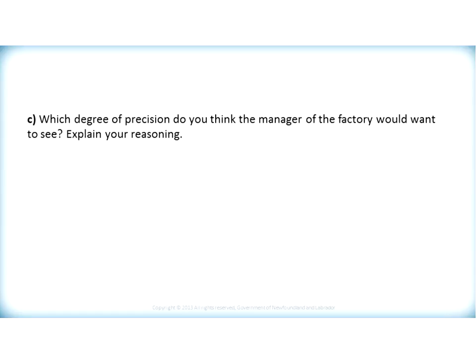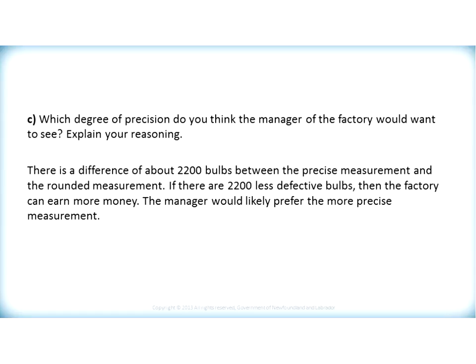Now we want to look at which degree of precision you think the manager of the factory would want to see, and explain your reasoning. Well, there's a difference of a little bit more than 2,200 bulbs between the precise measurement and the rounded measurement. So if you use the rounded measurement, you're going to throw away about 2,200 additional bulbs. If there are 2,200 fewer defective bulbs, then the factory can earn more money off the sale of those bulbs. So the manager would likely prefer the more precise measurement, where there are 2,200 fewer bulbs to throw away.